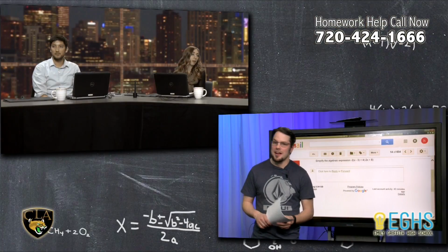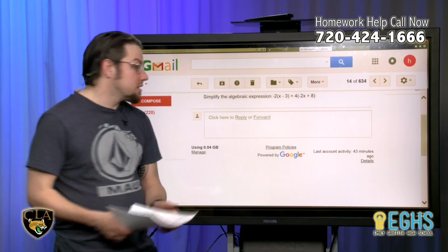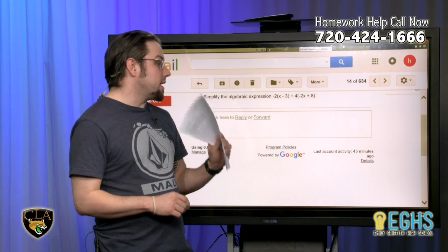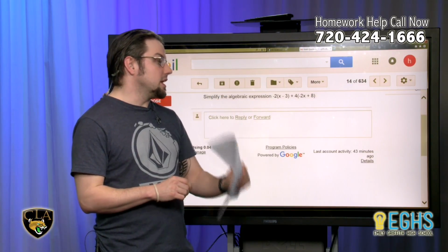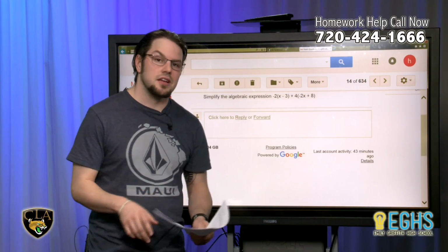Michael, what do we have waiting for us? Okay, this is a simplification question. Simplify the algebraic expression -2 times (x minus 3) plus 4 times (-2x plus 8).